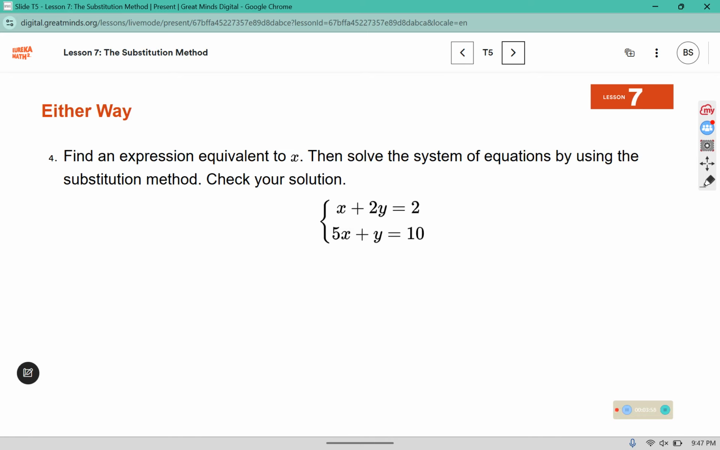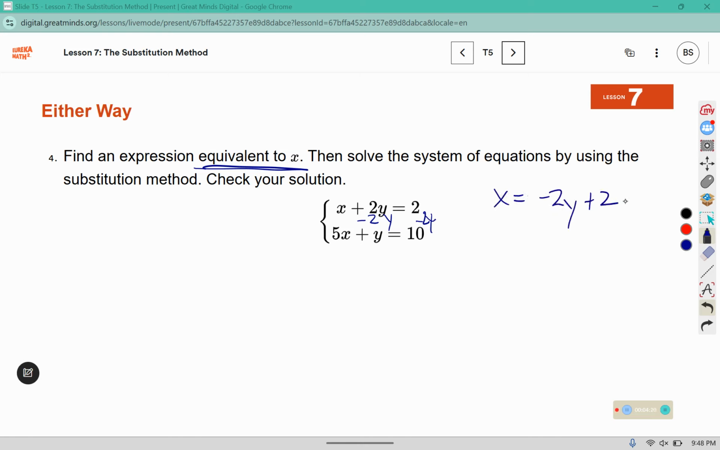Find an expression equivalent to x, then solve the system of equations by using the substitution method. Check your solution. So we're going to move the 2y over because we want it to be equivalent to x. Minus 2y over here. This turns it into x equals negative 2y plus 2. Now we're going to substitute this into the x position of the other equation.